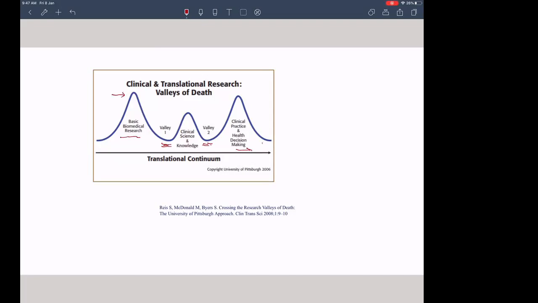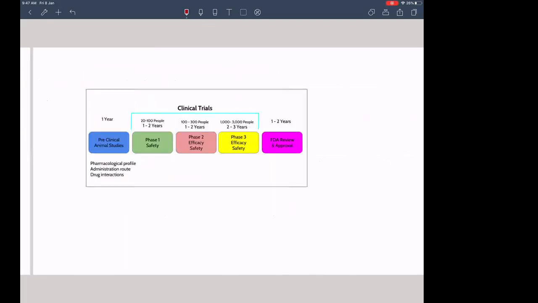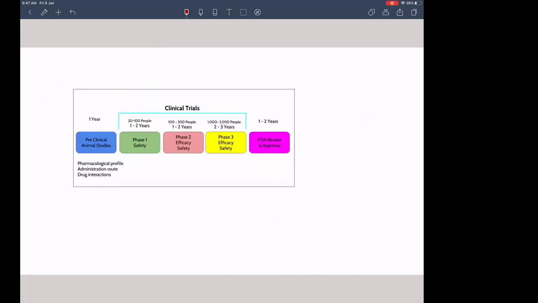If you're interested, you can read it; the references are there. And in clinical trials, 1 year is spent on preclinical or animal research for anything new: a new drug, new method, new equipment. Then phase 1 is usually tested in fewer numbers, maybe 20 in clinics. Then on a larger scale, about 100 to 300 people for 1 to 2 years, is phase 2, where they check the efficacy and safety of the drug.